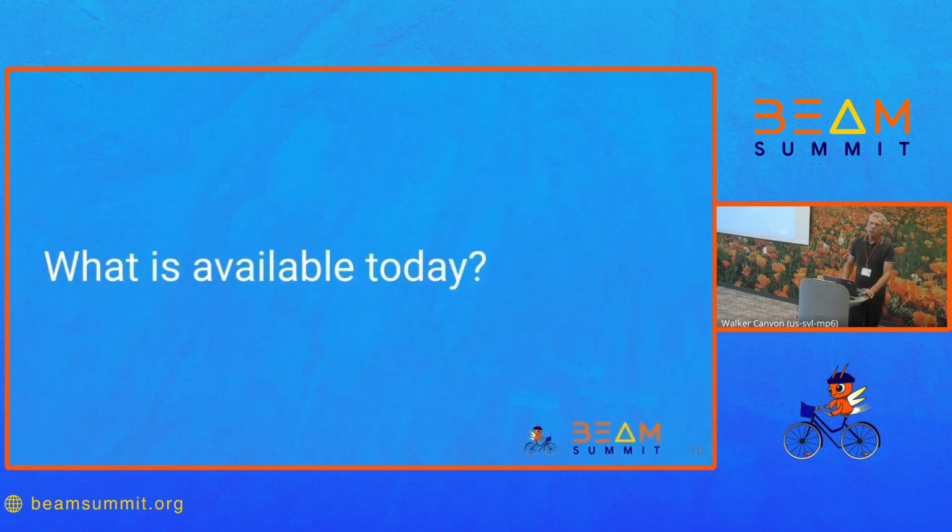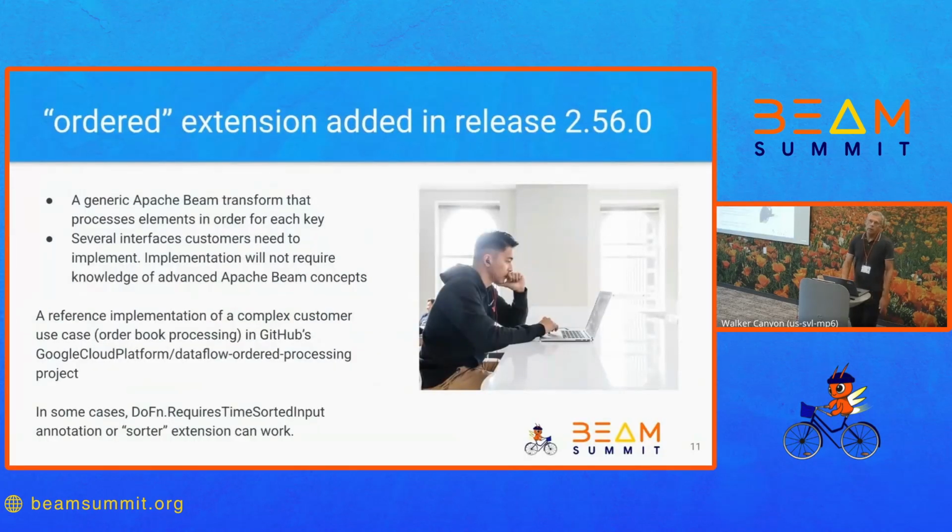So this is pretty much the problem statement, why it's important. And what's available today is that we've added what's called the ordered extension. The ordered extension was added in release 2.56. What comes with that extension is a generic Apache Beam transform that will process elements in order for each key.